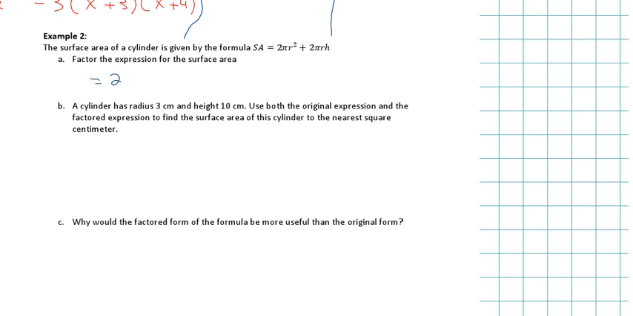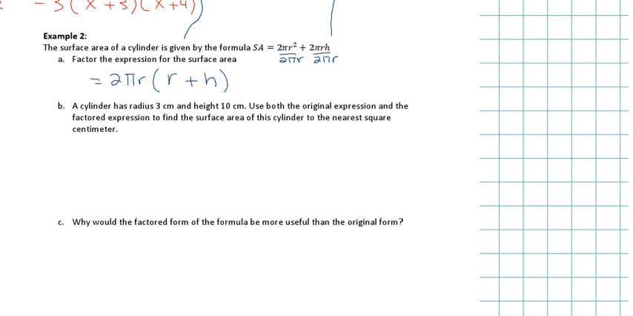Good. Now if I want to divide every term by 2 pi r, what do I get left? R plus H. Why r and not r squared? Because of 1 r. That's right.